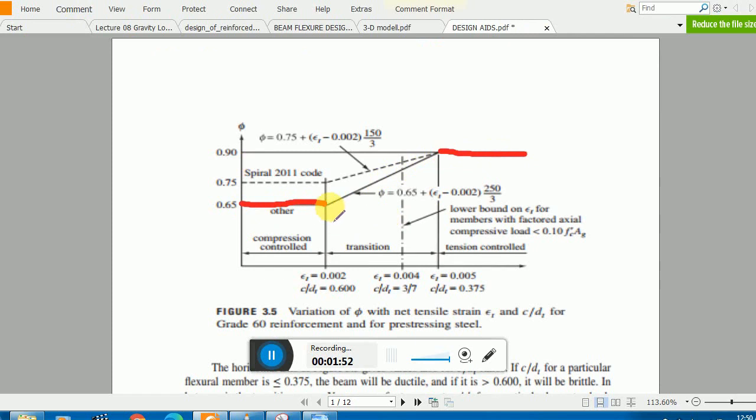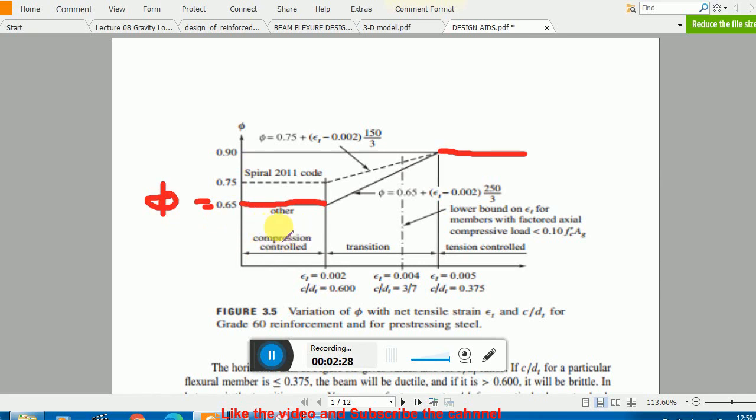These two are the boundary conditions, you can say. At this limit you can see the phi value is 0.65, where the epsilon t, the strain value, is 0.002. It must be remembered. What does it mean? When your epsilon t value is 0.002 or less, you have to take the phi value equal to 0.65, and this means that your member is in compression.